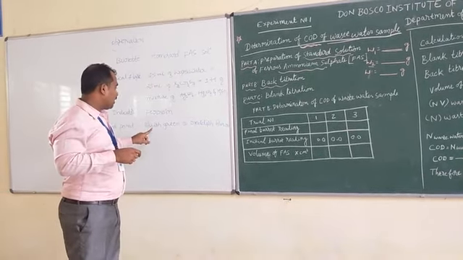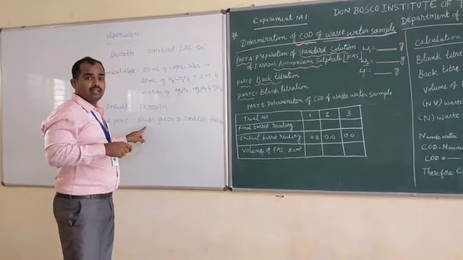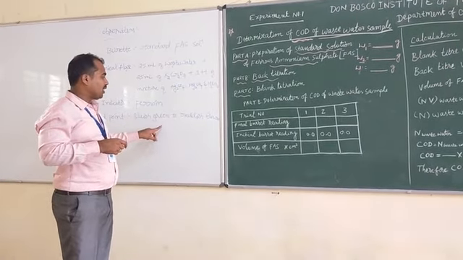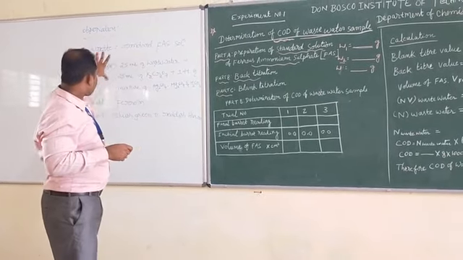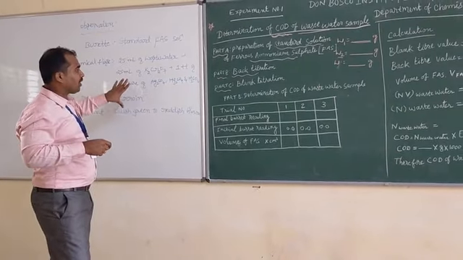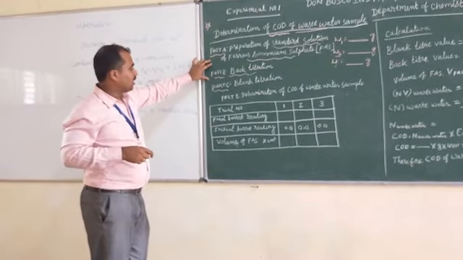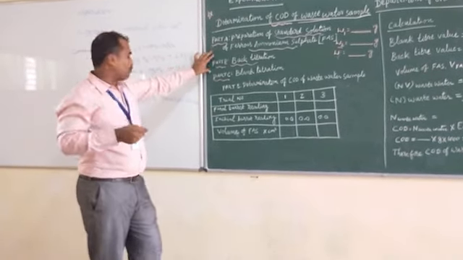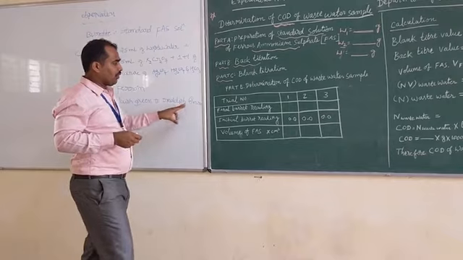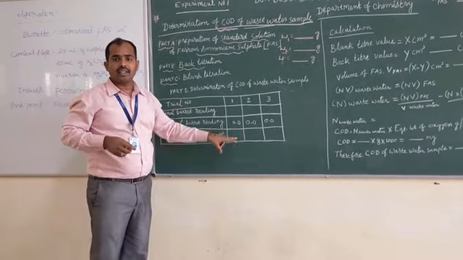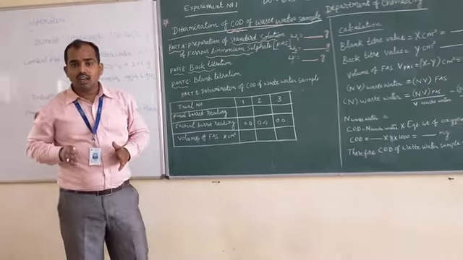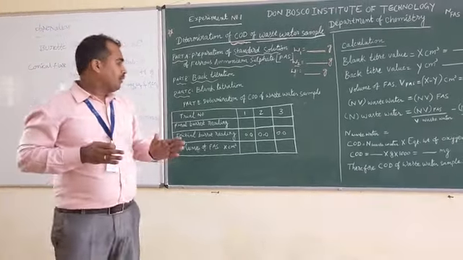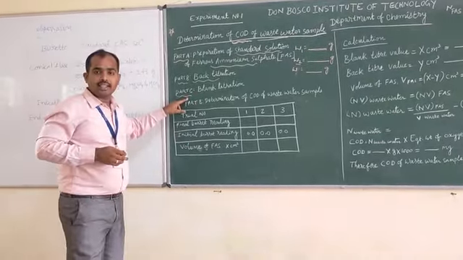Then we have to continue the titration till the color changes from bluish green to reddish brown. So this is the observation and chemicals required for the experiment. Once you obtain this reddish brown color, you have to note down the reading. Then you have to repeat the titration in order to get concordant values. Then you have to go for the next step.